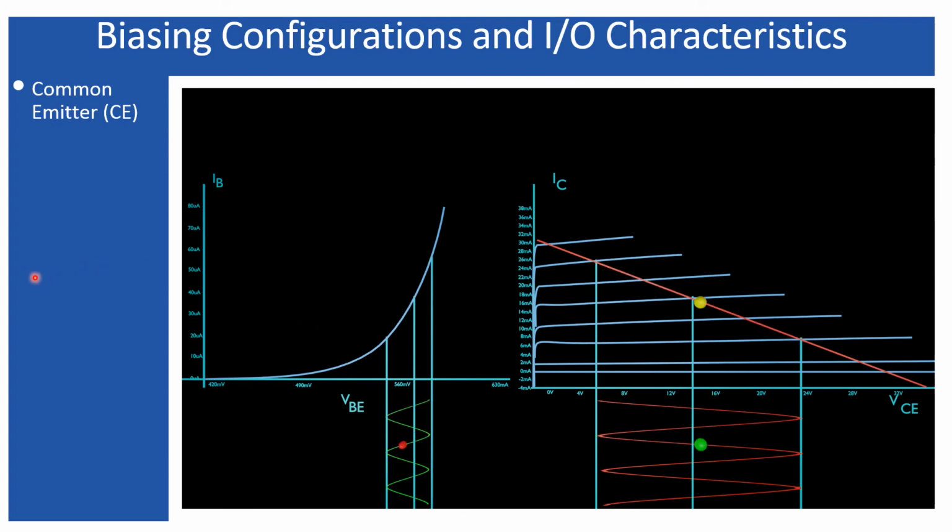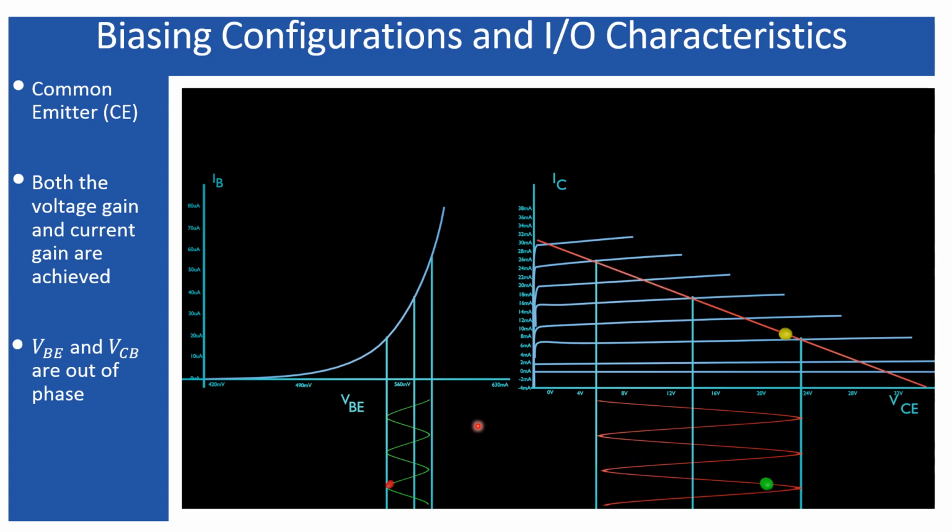But one thing you should notice is that in this case output and input voltage are out of phase, because when output voltage is increasing, input voltage is decreasing, and when output is decreasing, input voltage is increasing. So the output and input voltage are out of phase. In case of common emitter configuration, we can have both the voltage gain and current gain. That is why we can have the power gain, and the input voltage and output voltage are 180 degrees out of phase.